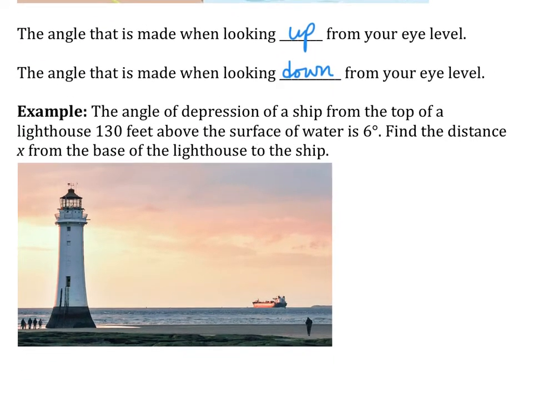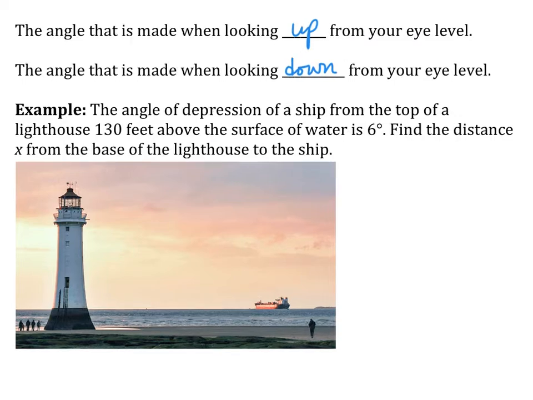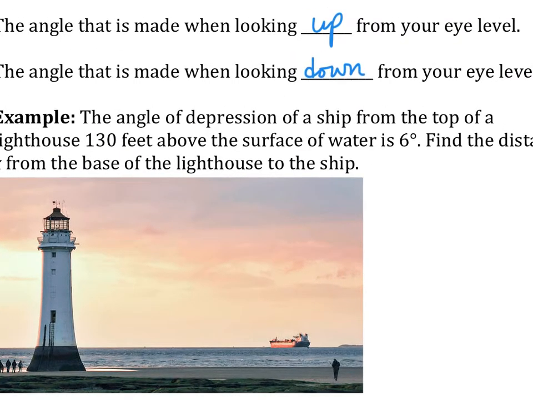Okay, let's look at this question. The angle of depression of a ship from the top of a lighthouse 130 feet above the surface of water is 6 degrees. Find the distance x from the base of the lighthouse to the ship. I want you to label everything you know on this diagram. The key part is where do you put the 6 degrees? Because the 130 and the x are easy, but 6 degrees, where are you going to put it?